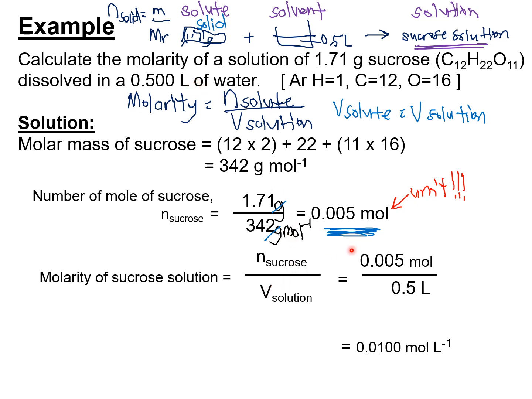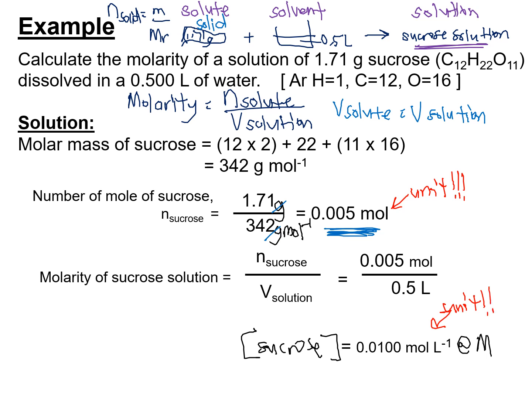So, you masukkan saja number of mole of sucrose 0.005 mole bahagikan dengan volume of solution in liter, which is 0.5 liter. And then you will get now the molarity of sucrose solution. Molarity of sucrose solution is 0.0100 mole per liter. Or, you boleh letak unit M besar sahaja. Okay. Again, unit jangan lupa.